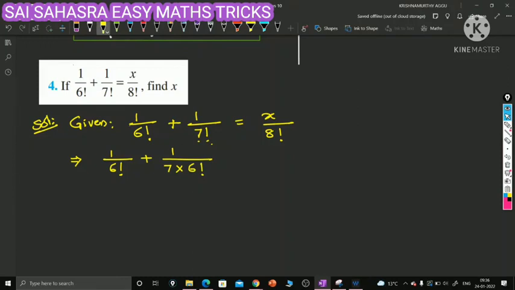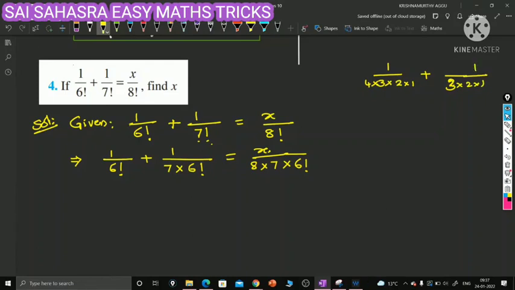Instead of writing x by 8 factorial as 8 into 7 into 6 factorial, I wanted to write it differently. For example, if you have 1 by 3 into 2 into 1 and 1 by 4 into 3 into 2 into 1, the denominators are 4 into 3 into 2 into 1 and 3 into 2 into 1.